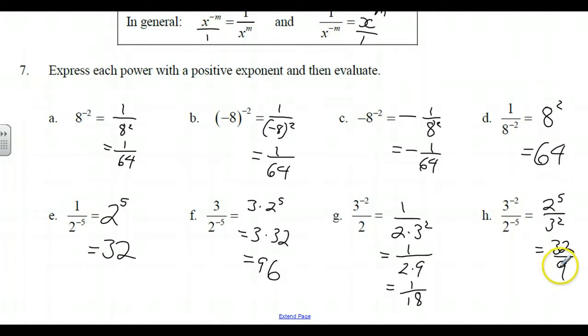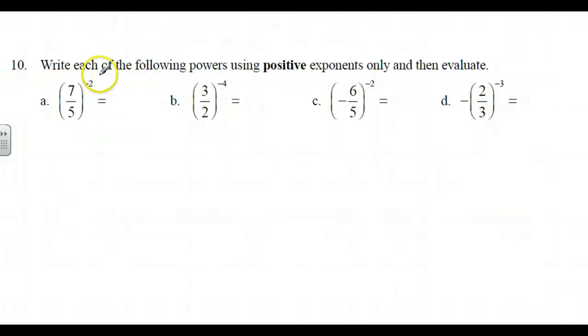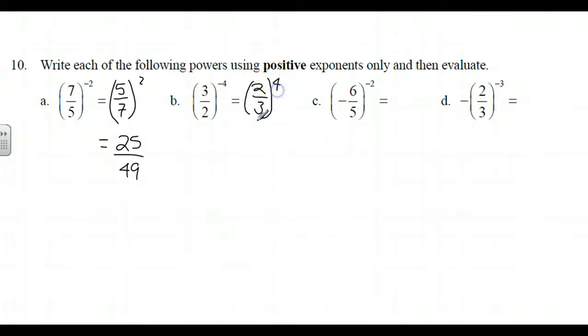Let's move on. Write each of the following powers using positive exponents. Okay, so when we have a fraction and we change the exponent, we take the reciprocal of the fraction and then we can make the exponent positive. And that gives us 25 over 49. Again, reciprocal. Make exponent positive. And that's 16 over 81, 2 to the 4th over 3 to the 4th.